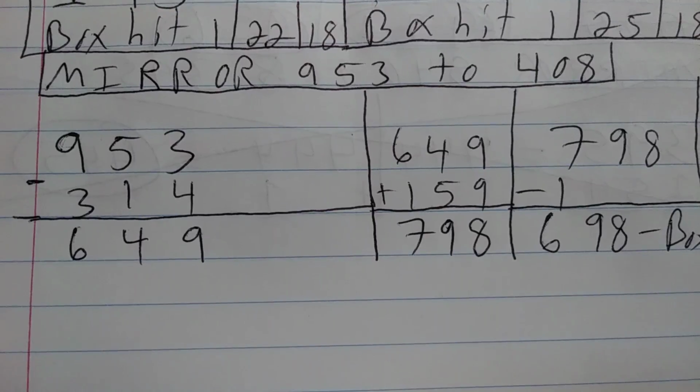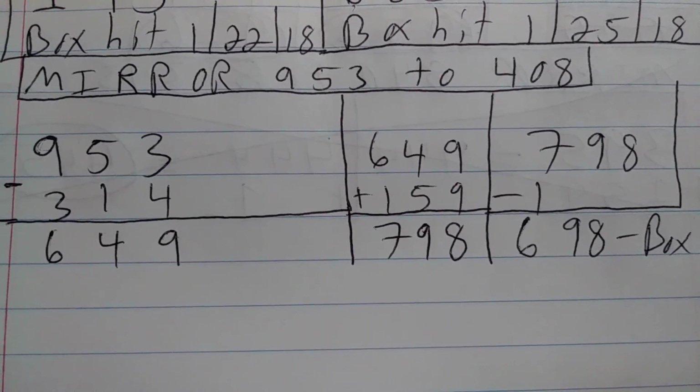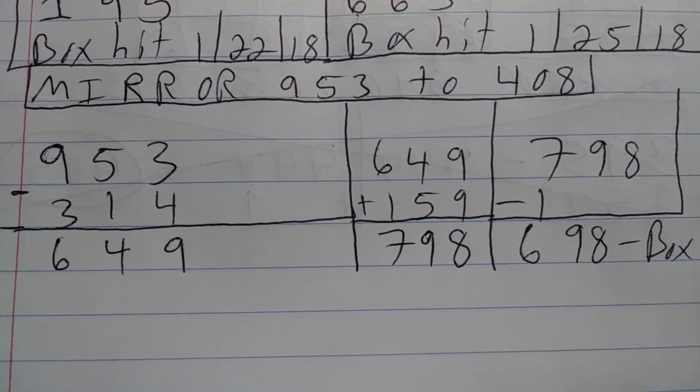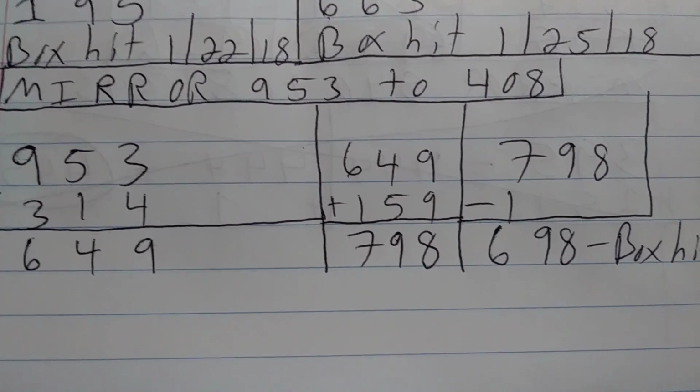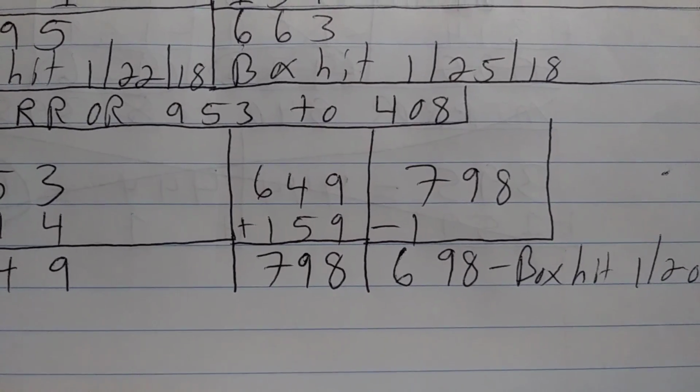Again, that middle part, you're going to do 4 plus 5 is 9, so 798. And then subtract off 1 from that 7, and that's going to be 698, and that was a box hit on January 20th.